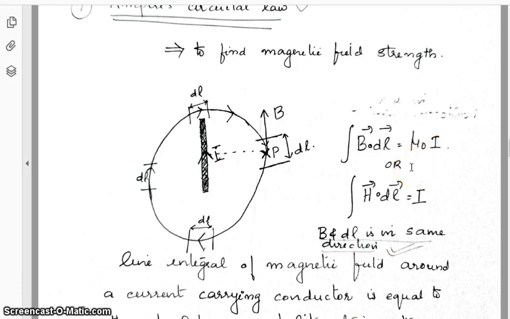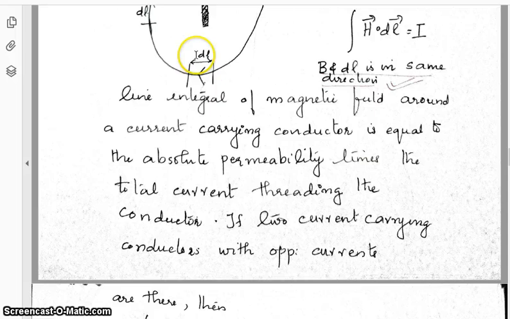or another way of representing Ampere's law is integral H dot dl equal to I, where B and dl are in the same direction. This also you have to keep in mind for doing the derivation. B and dl are in the same direction, and in the live class I explained how to find the direction of B using the right hand thumb rule.